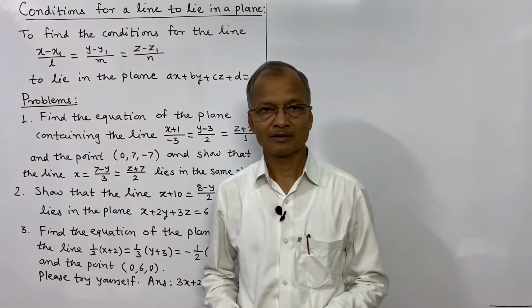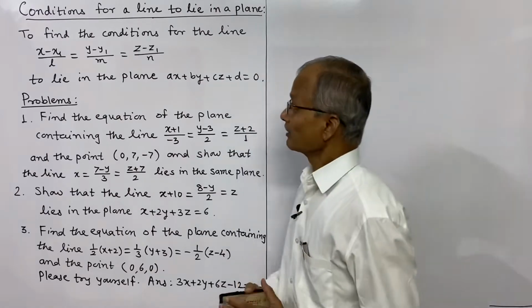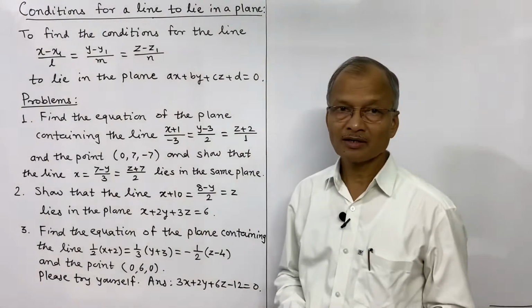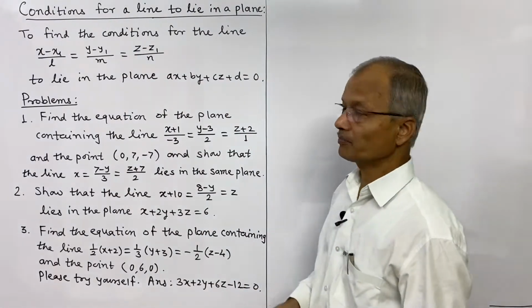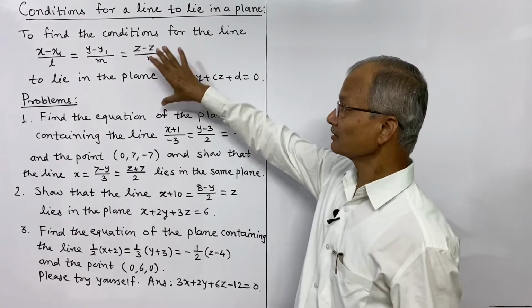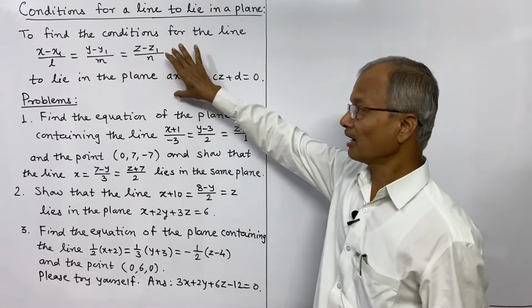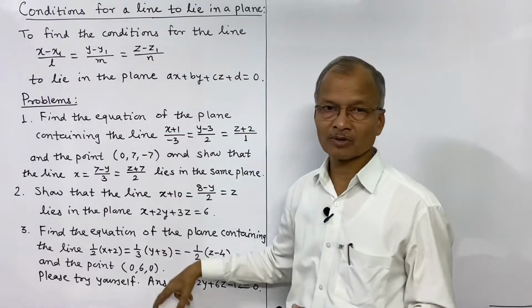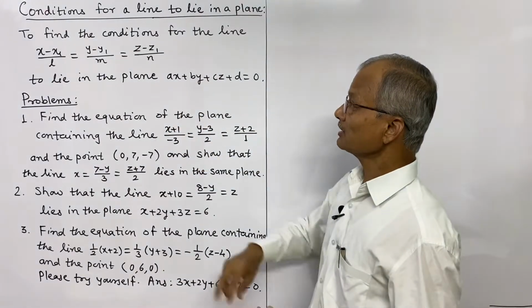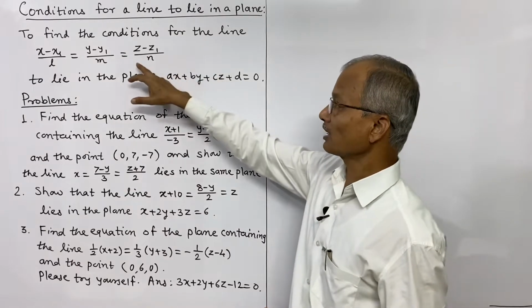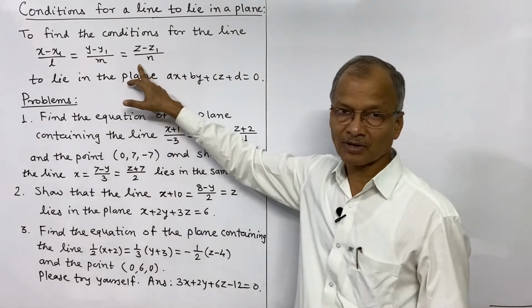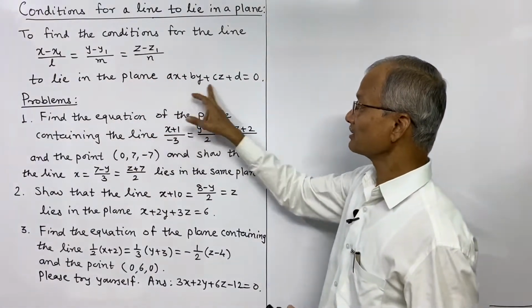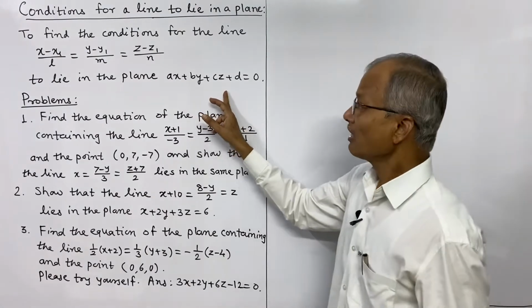We are studying the right line, and in this lecture we shall study conditions for a line to lie in a plane. I have written the result to be obtained here, and we shall first obtain this result and then solve the problems on it. So the result is to find the conditions for the line. This is the symmetrical equation of line, and this is the general equation of the plane.